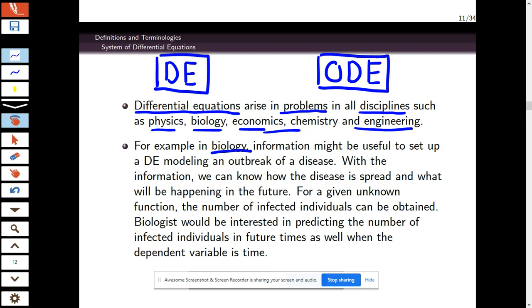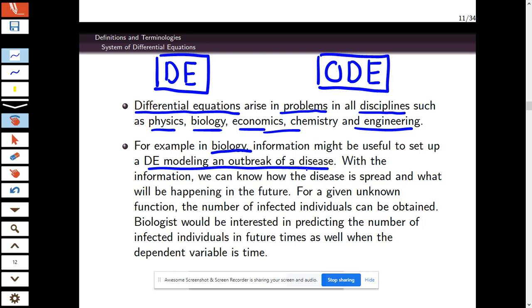I remember I told you you have to take a video of something. I'm still thinking about it, but it'll be something about application type. See, a DE modeling of an outbreak of a disease. Okay, so when you have ODE, what would you do? The question will be more on prediction. How long will the outbreak be?